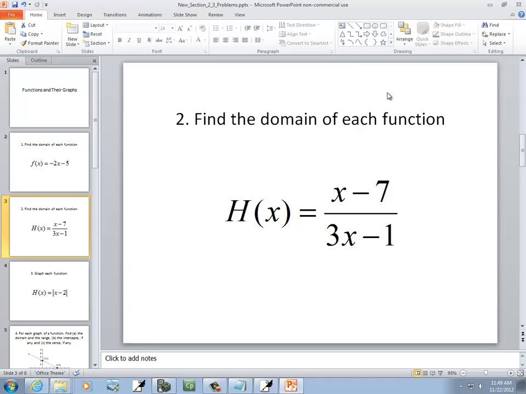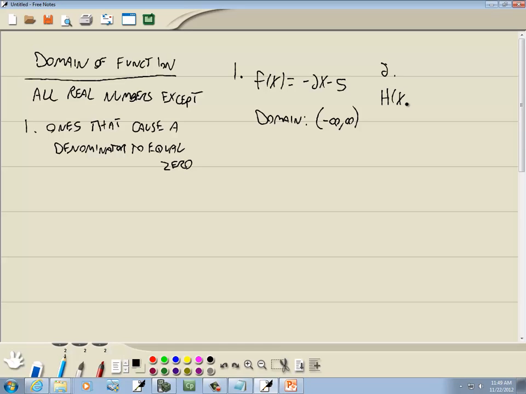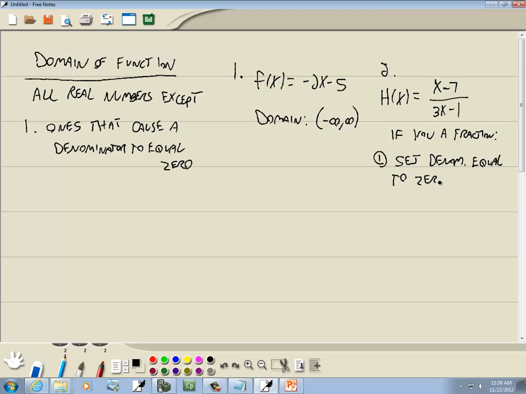Let's take a look at one that has a fraction. If it doesn't have a fraction, it's very easy. h of x is equal to x minus 7 over 3x minus 1. If you have a fraction and you find the domain, what we're going to do is we're going to set the denominator equal to 0 and solve. So we'll set denominator equal to 0 and solve.